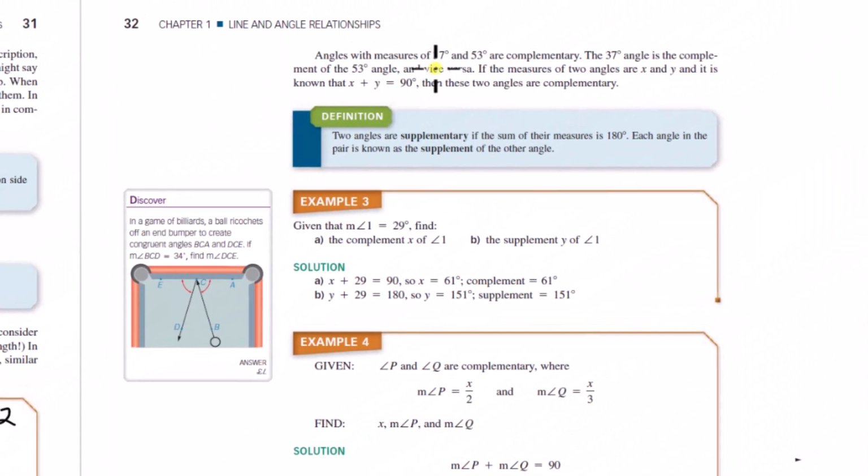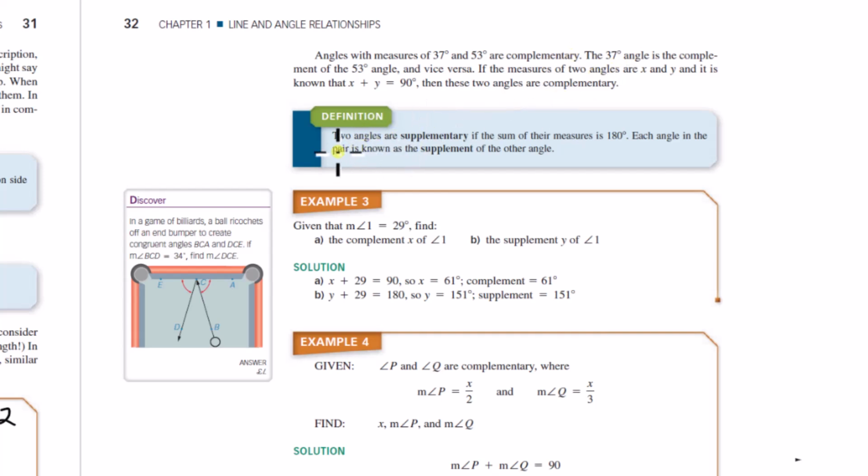Angles with measures of 37 degrees and 53 degrees are complementary. The 37 degree angle is the complement of the 53 degree angle, or vice versa. The two angles are complements. If the measures of two angles are x and y, and it is known that x plus y is equal to 90, then these two angles are complementary.